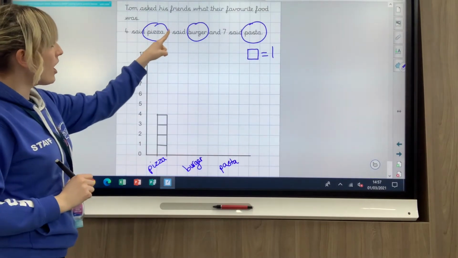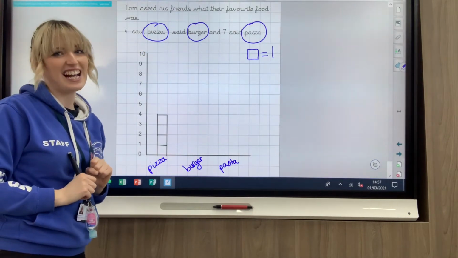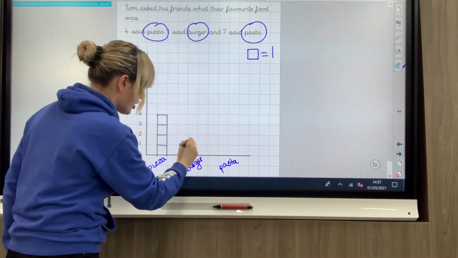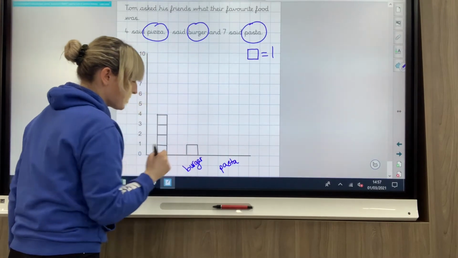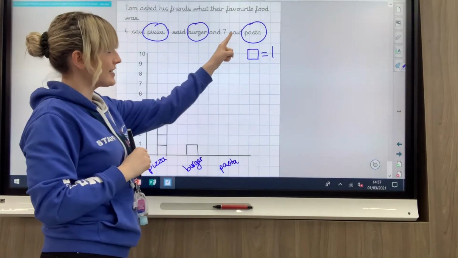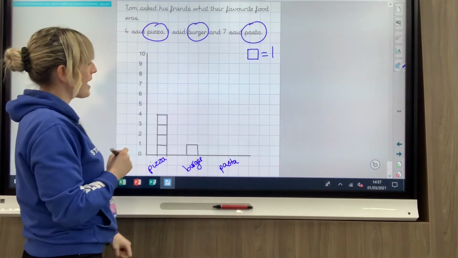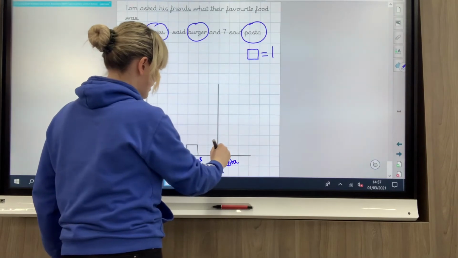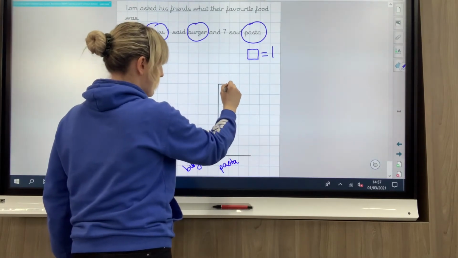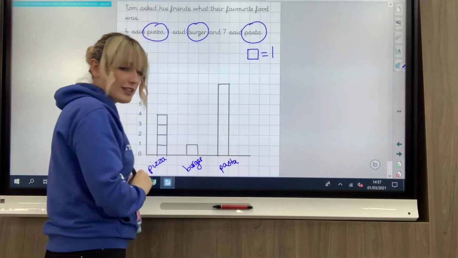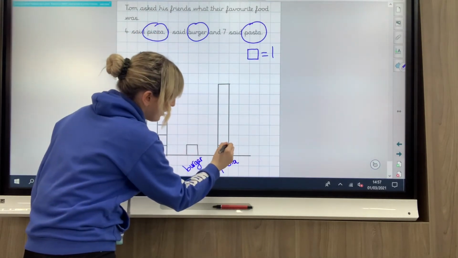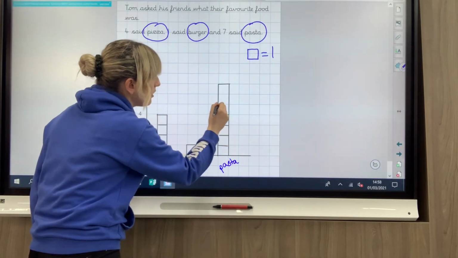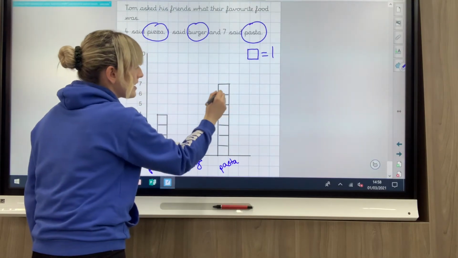Okay, 1 said burger. I think I'd say burger too. I love burgers. So I draw my 1 block to show the 1 person who chose burger, and 7 of his friends chose pasta. So I'm going to go along to 7. I'm going to draw a line all the way up to 7, and I'm going to double check I've definitely got a 7 by drawing each little block. So 1, 2, 3, 4, 5, 6, 7.